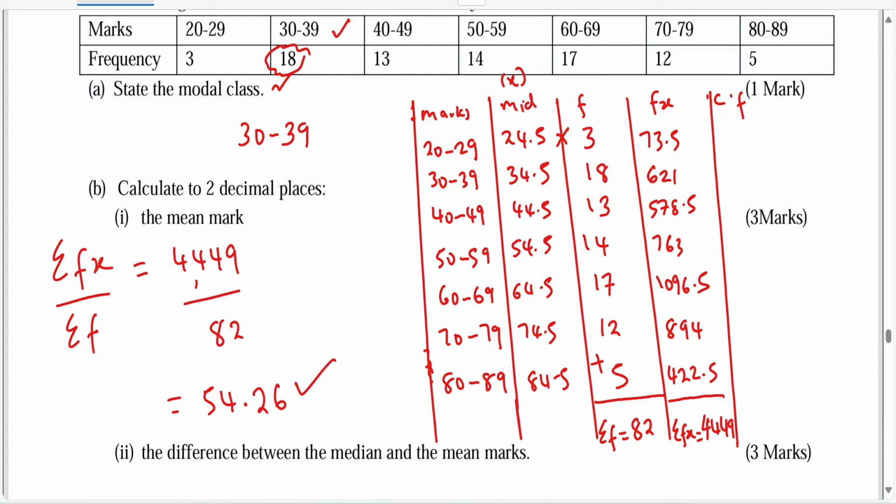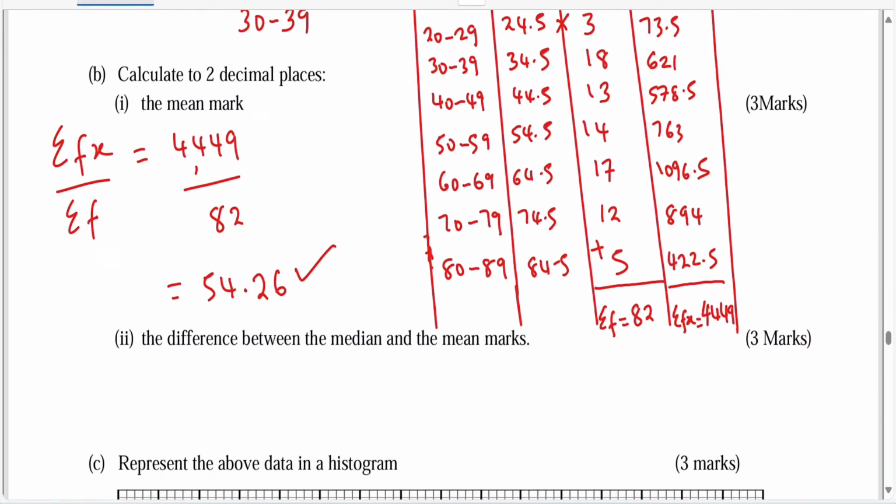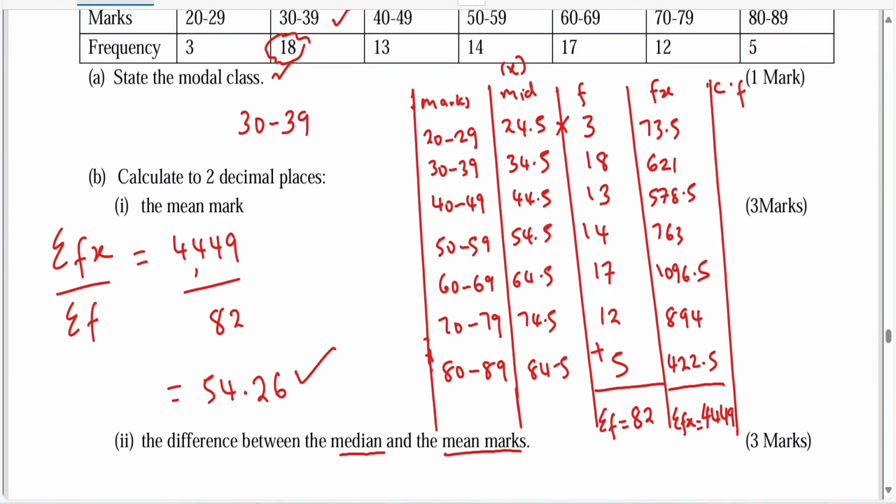So let's go to the other question. The difference between the median and mean mark. So the mean mark, you already know it, so you just need to find the median. So before finding median, you need to draw a table of cumulative frequency, which in short you call it as CF. So, and how do you find CF?